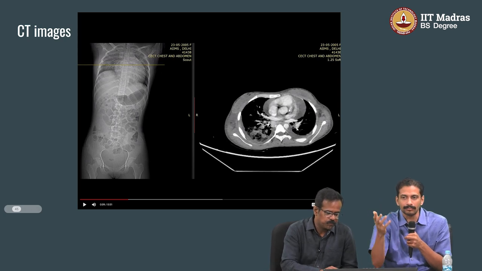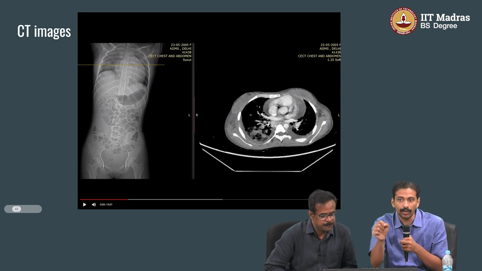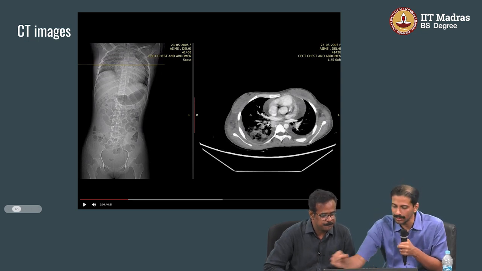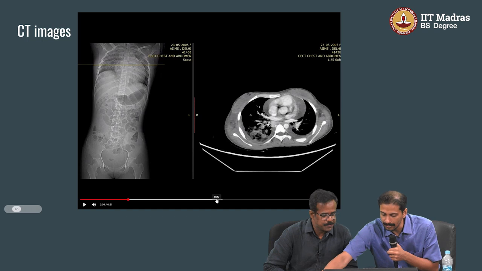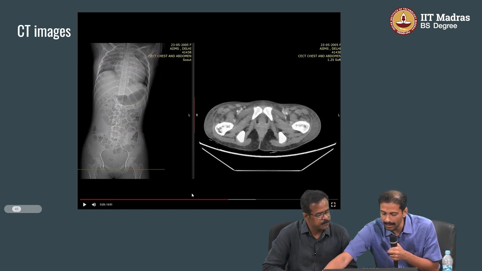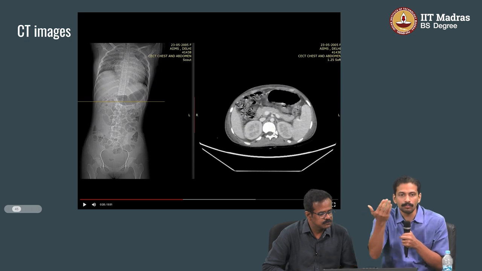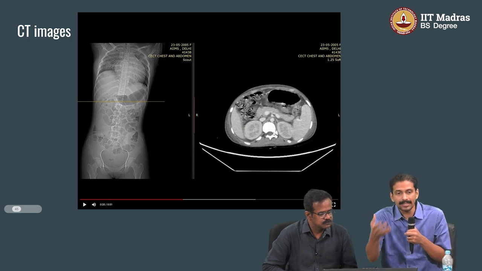Unless you localize it to the lung, I cannot call it a lung carcinoma. So localization is very important, and that's the reason CT is much better. Even in this particular section, this is a vertebral body, which is located posteriorly, close to the back.